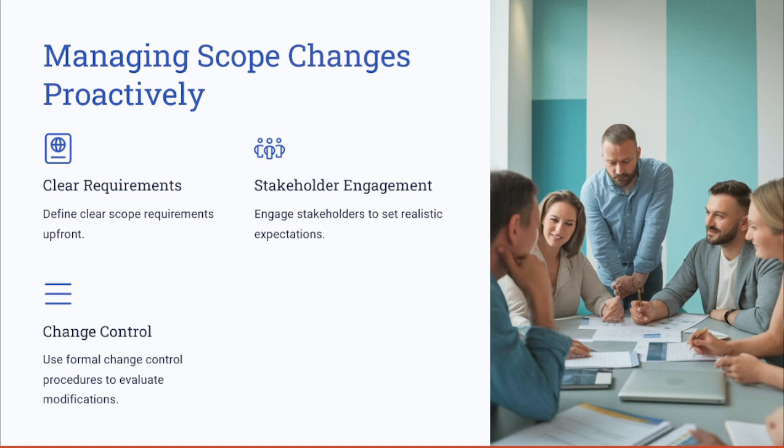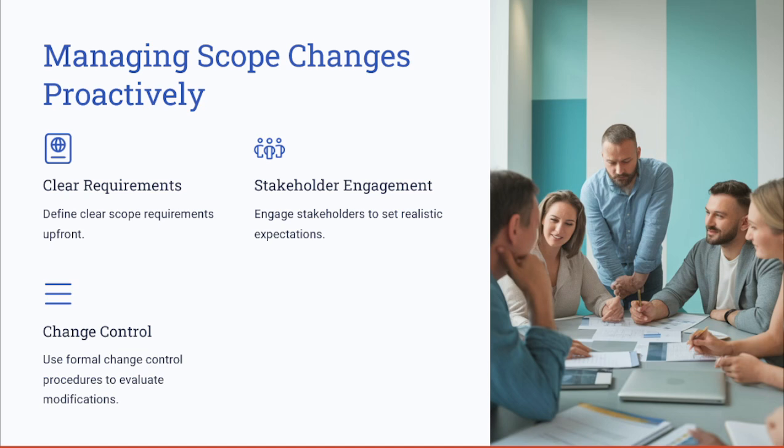Let's now look into how to manage the scope changes proactively. Scope changes can be avoided, let's say, but they must be managed proactively. As a project manager, ensure you establish a clear scope definition at the beginning and keep the stakeholders engaged, which reduces unnecessary changes. So ensure you define clear scope requirements upfront. Also keep engaging the stakeholders to set a realistic expectation.